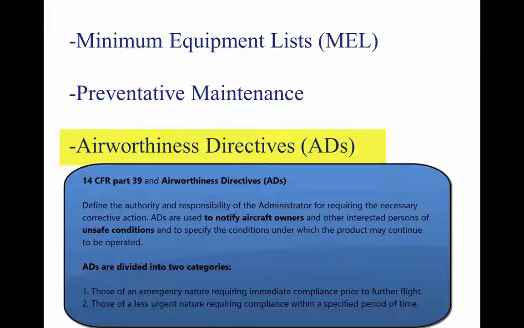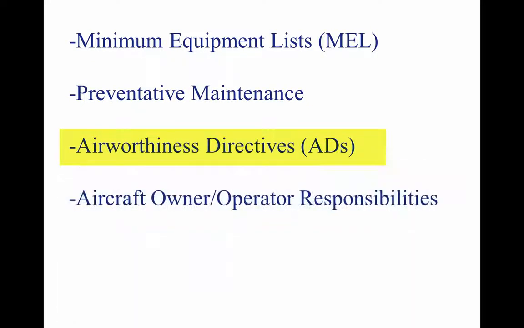ADs are divided into two categories: those of an emergency nature requiring immediate compliance prior to further flight, and those of a less urgent nature requiring compliance within a specified period of time. ADs are regulatory and shall be complied with unless a specific exemption is granted. It is the responsibility of the aircraft owner or operator to ensure compliance with all pertinent ADs, including those ADs that require recurrent or continuing action.